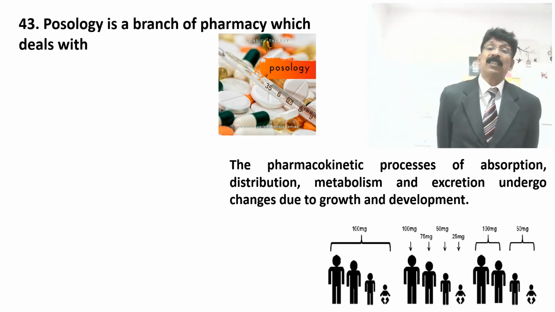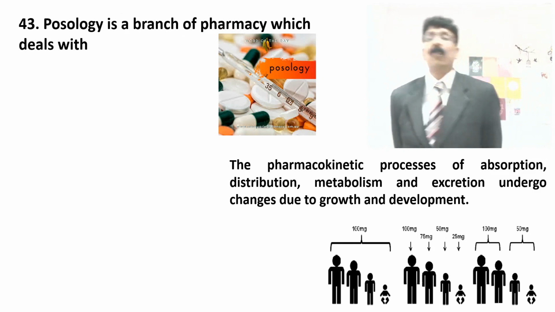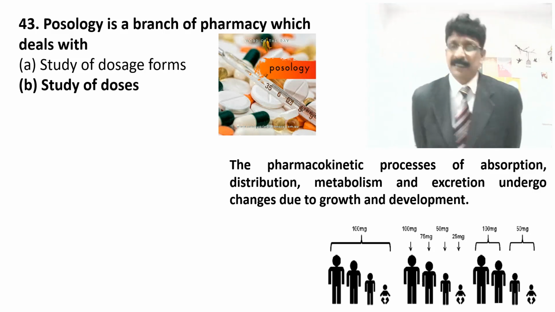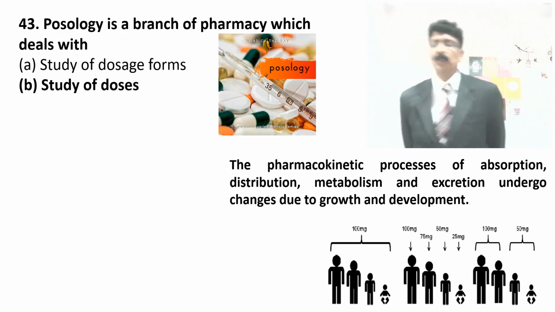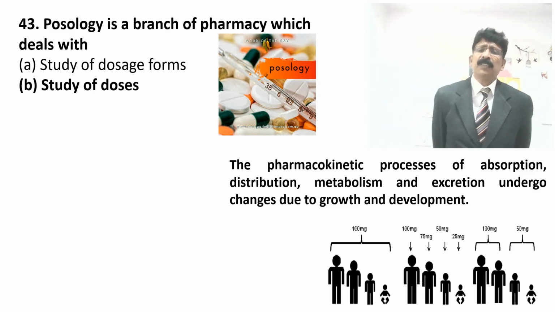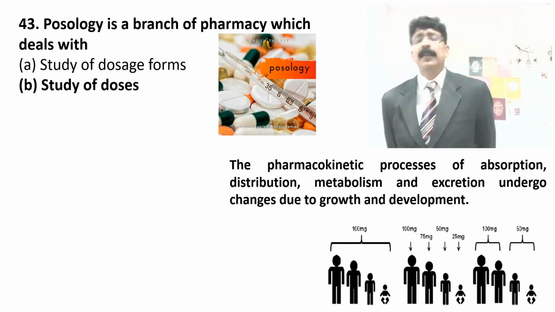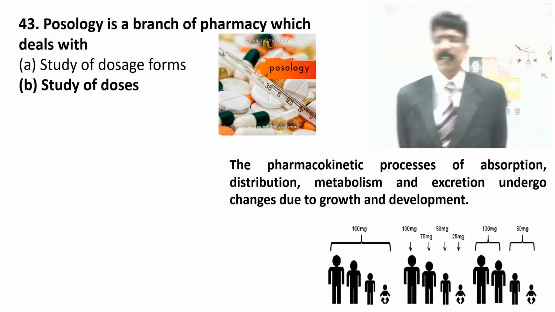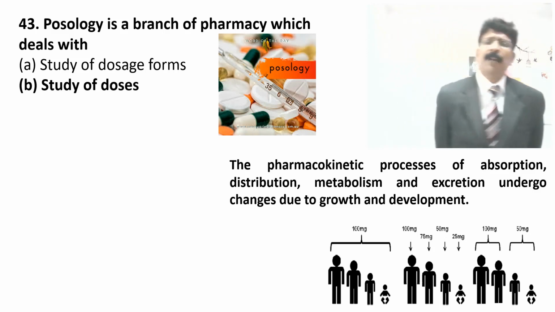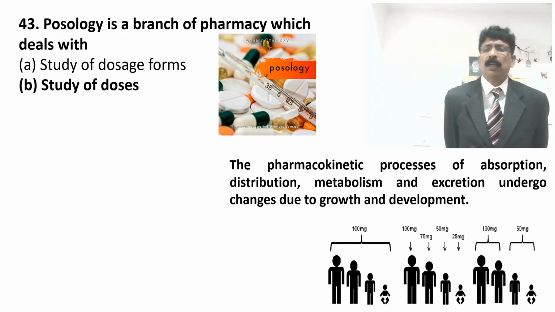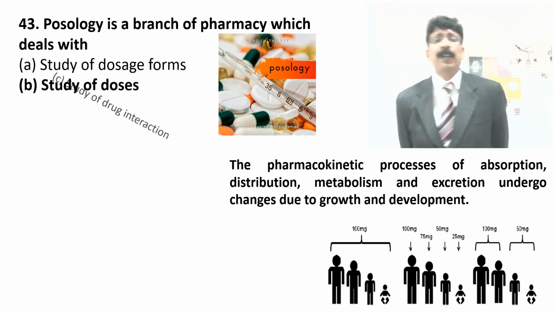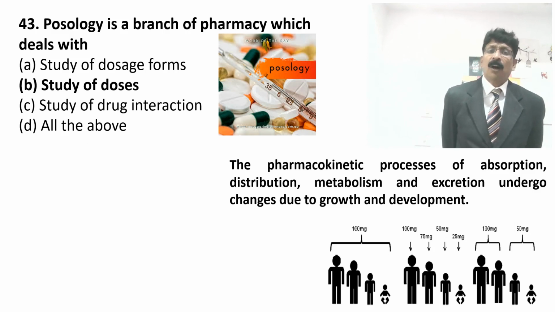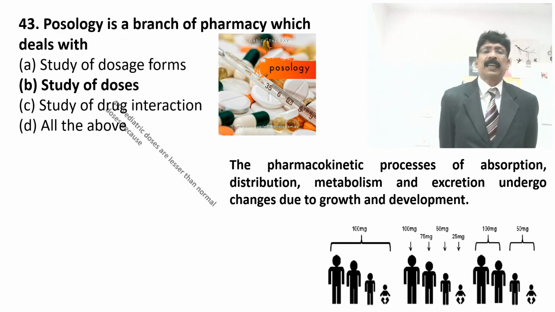Posology is a branch of pharmacy which deals with what? Whether it deals with study of dosage forms or study of doses. Students should know that it is not dosage forms. Study of dosage forms means studying about tablet, capsule, injection, syrup. But doses means study of doses: TID, BID, or how many milligrams. Study about the dose, what is the minimum concentration needed for therapeutic action. Study of drug interaction is a different study, not posology. All of the above is also wrong. So the study of doses is the correct posology.